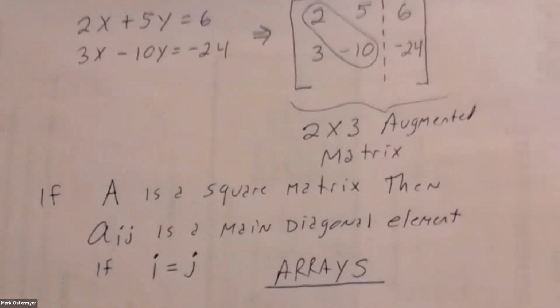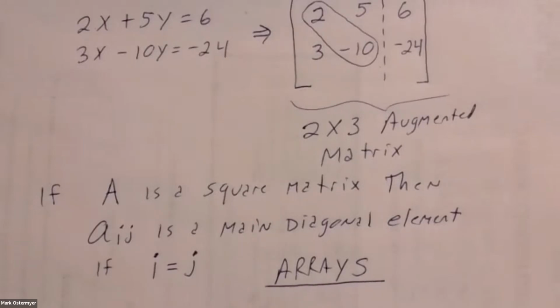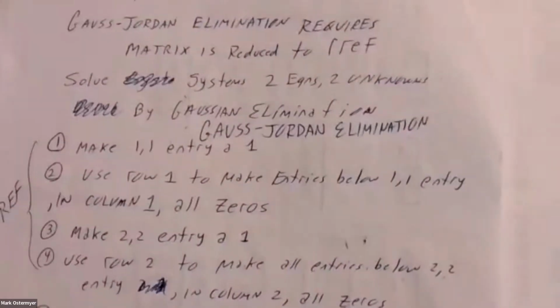So, ladies and gentlemen, how are we going to solve these systems of equations using Gaussian elimination to get our matrix into row echelon form, or Gauss-Jordan elimination to get our matrix into reduced row echelon form? How are we going to do it? Well, this is not in your textbook, so you want to make sure that you know this is a part of the video here.